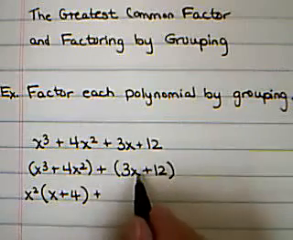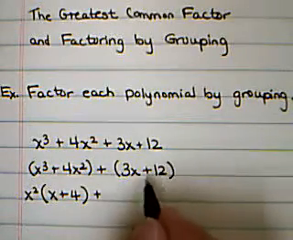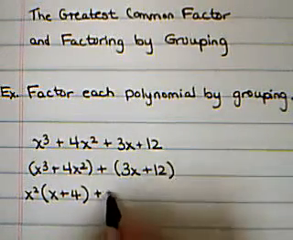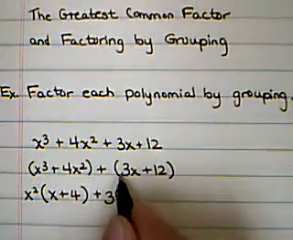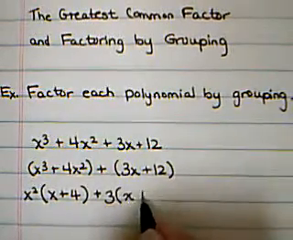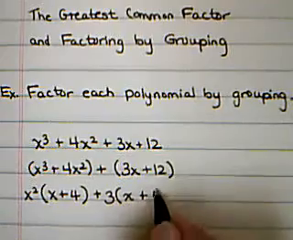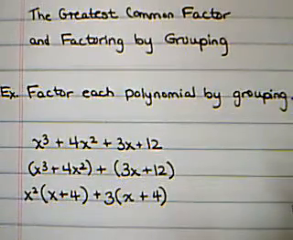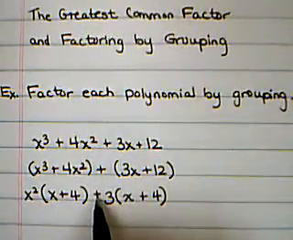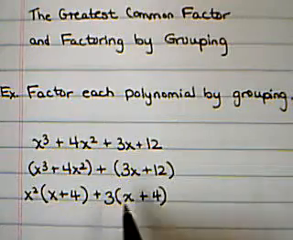Bring down our positive sign. In this set of parentheses, both of these terms have a 3 in common. So we can factor out a 3. And when we do that, we're left with a positive x plus 3 divides into 12 4 times. We're not finished factoring just because we have a plus sign in between the 2 sets of parentheses.